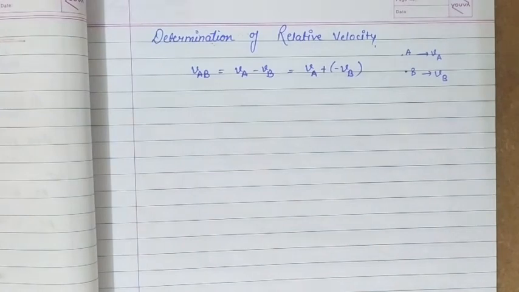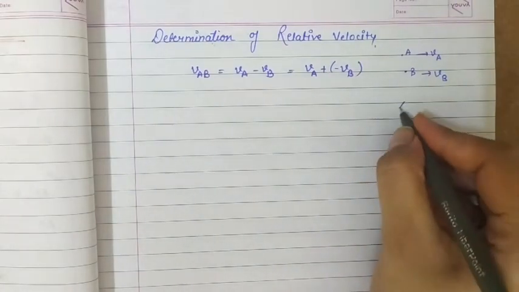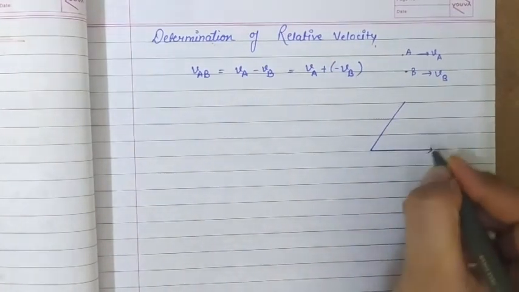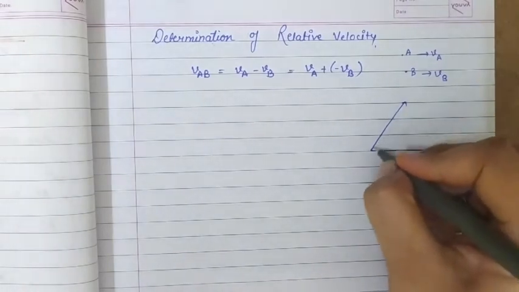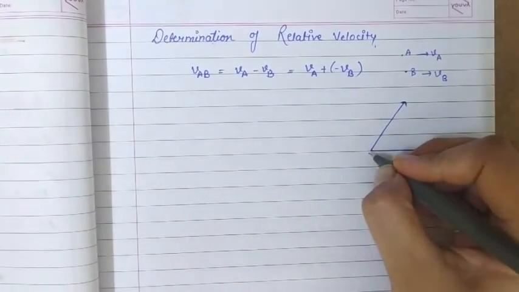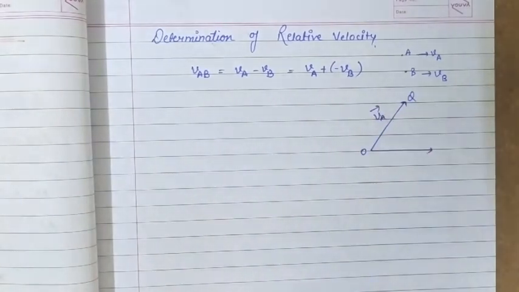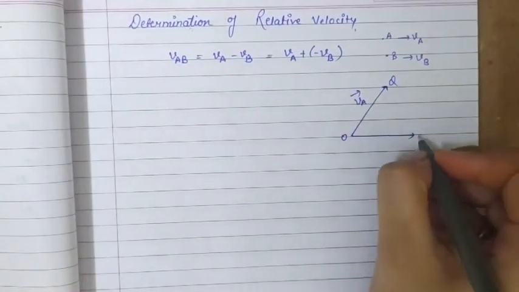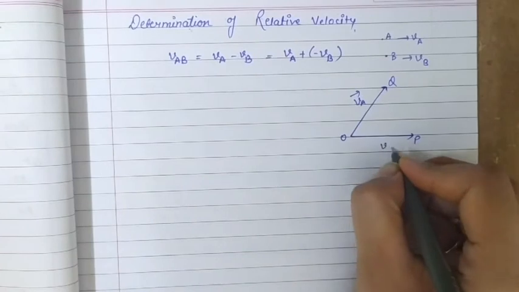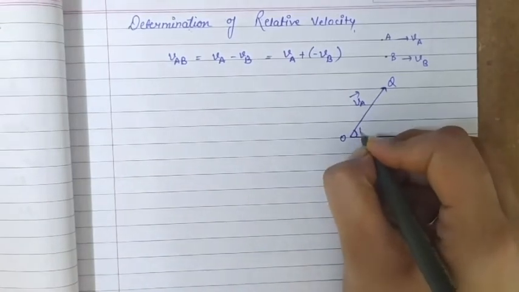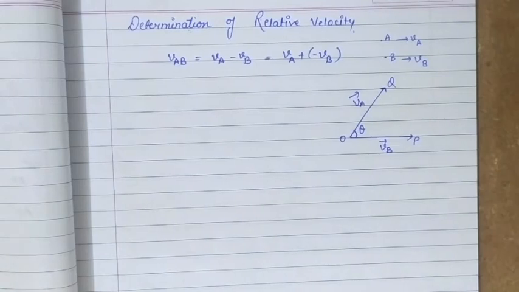But what if the two bodies are inclined to each other? Means the situation is something like this: the velocity VA is along the vector OQ, that is the VA vector, and OP is the VB vector, and these two are inclined at an angle theta. And now we want to find VAB, that means the relative velocity of A with respect to B.